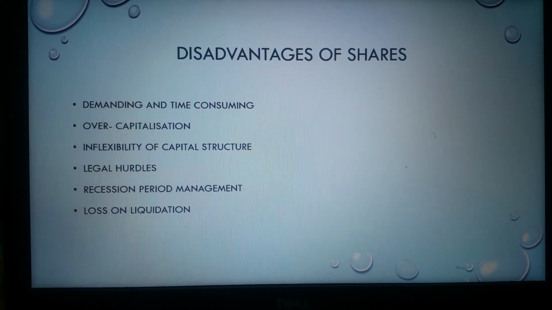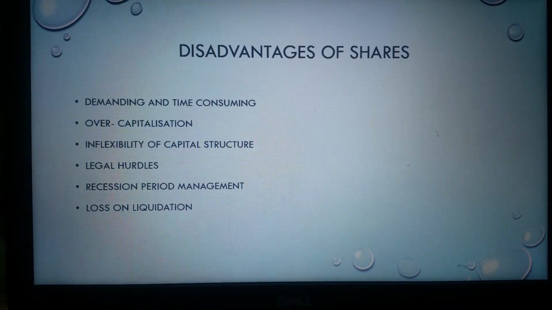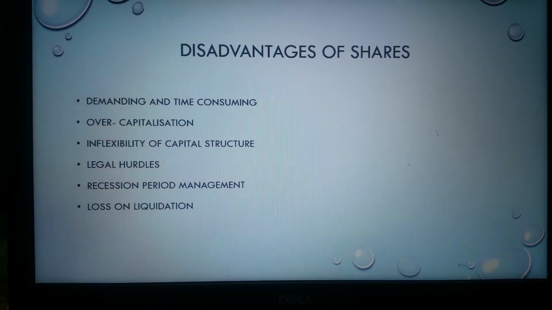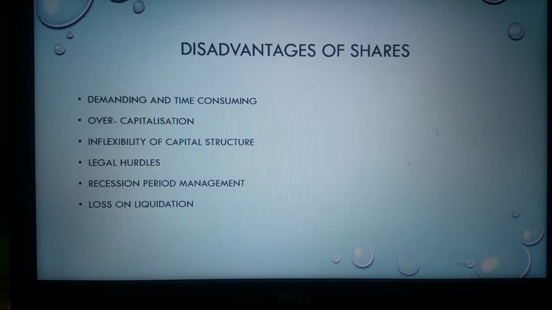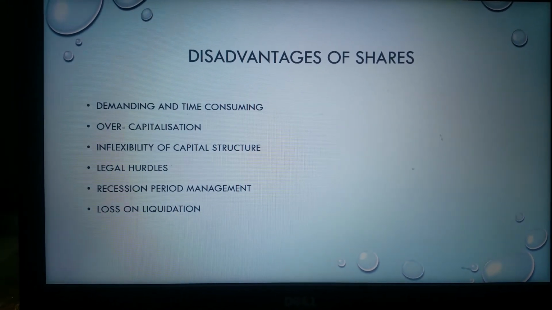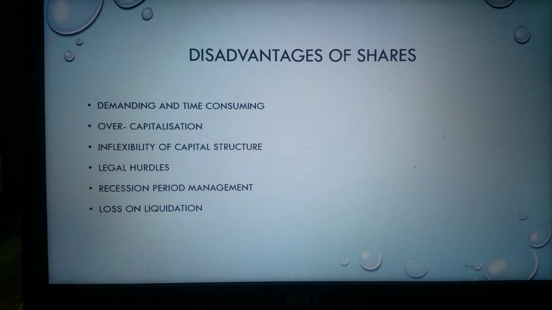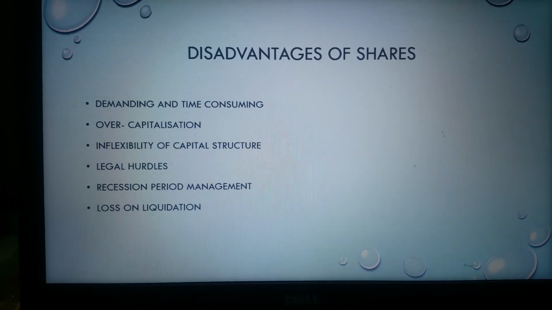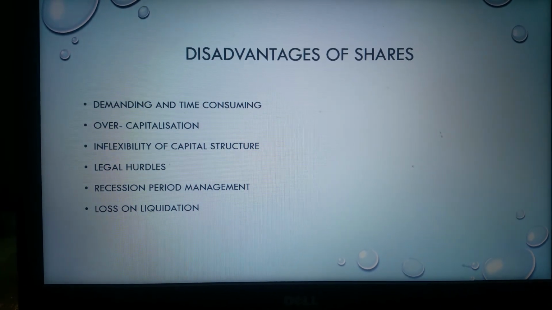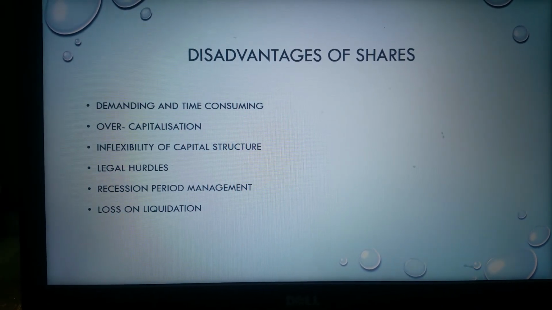Next is recession period management. Recession period is a period during which the business operations are at a slack or at their lowest. In such a situation, it is very difficult for companies to make profit or earnings. And since the earnings will be less during the recession period, the rate of dividend is also less.